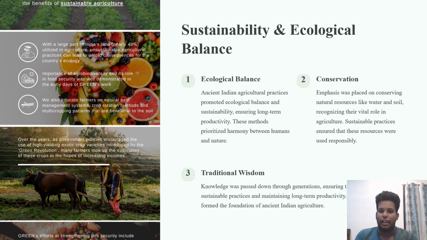Next, conservation. Emphasis was placed on conserving natural resources such as water and soil, recognizing their vital role in agriculture. Sustainable practices ensured that these resources were used responsibly. Third is traditional wisdom. Knowledge was passed through generations, ensuring sustainable practices and maintaining long-term productivity, and this ancient knowledge formed the foundation of ancient Indian agriculture.